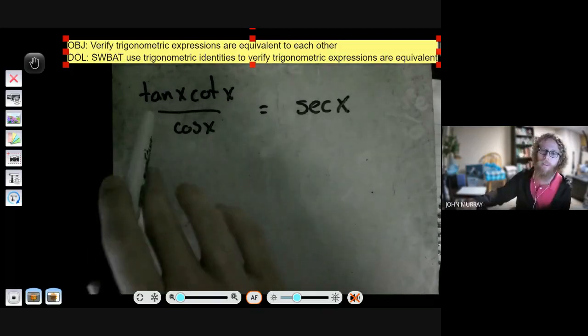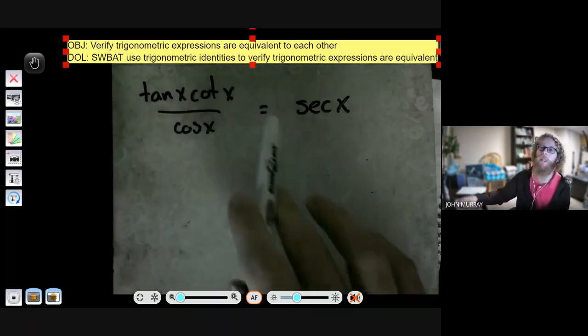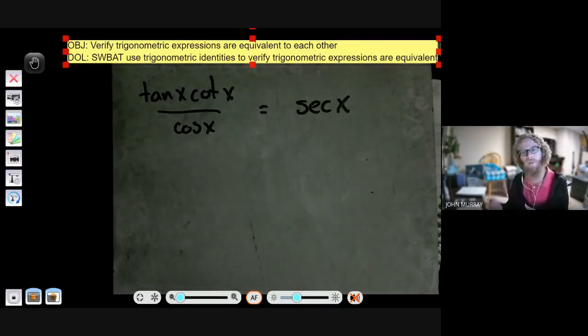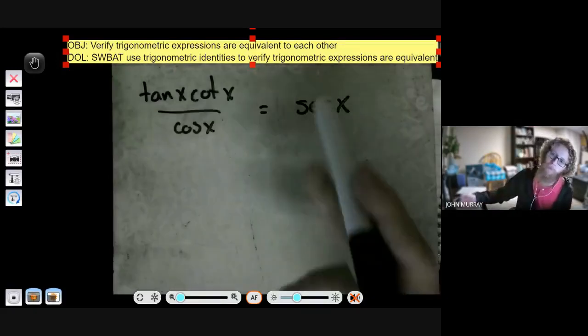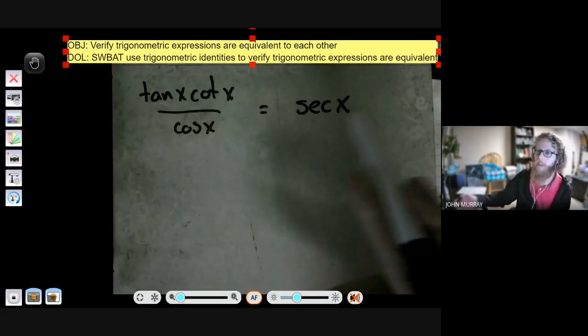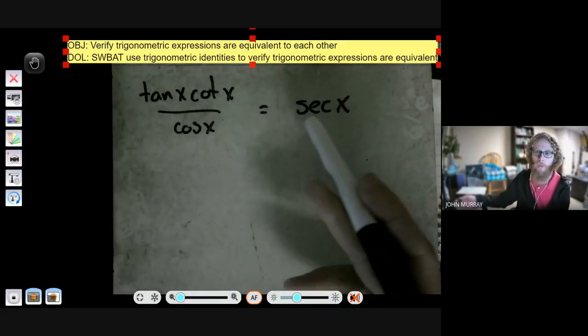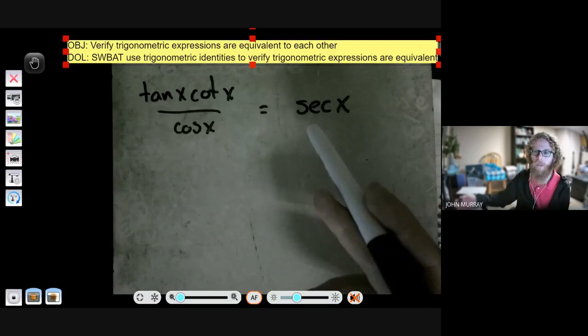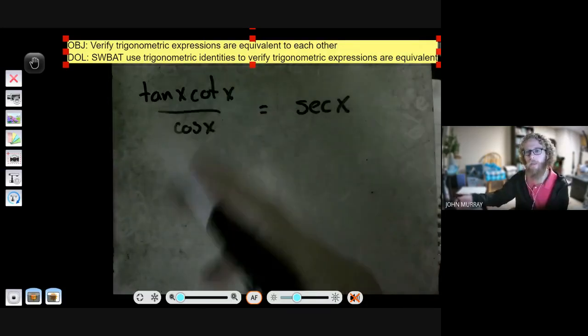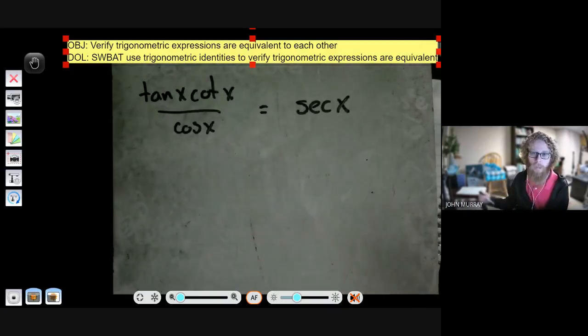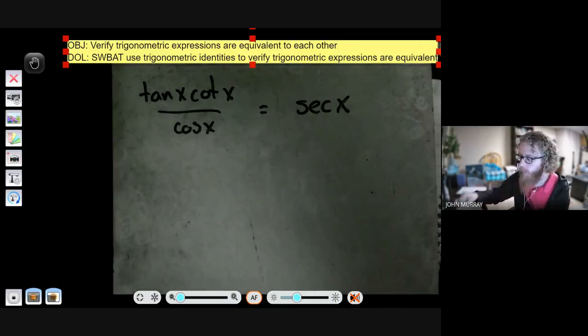So looking at this, we have the tangent, cotangent over cosine, and on this side, we have the secant, right? Remember, we're trying to simplify one side. So secant of x is pretty simplified, right? I can use the reciprocal rule and change that to 1 over cosine. That might help me here, but let's work with our left-hand side, right?